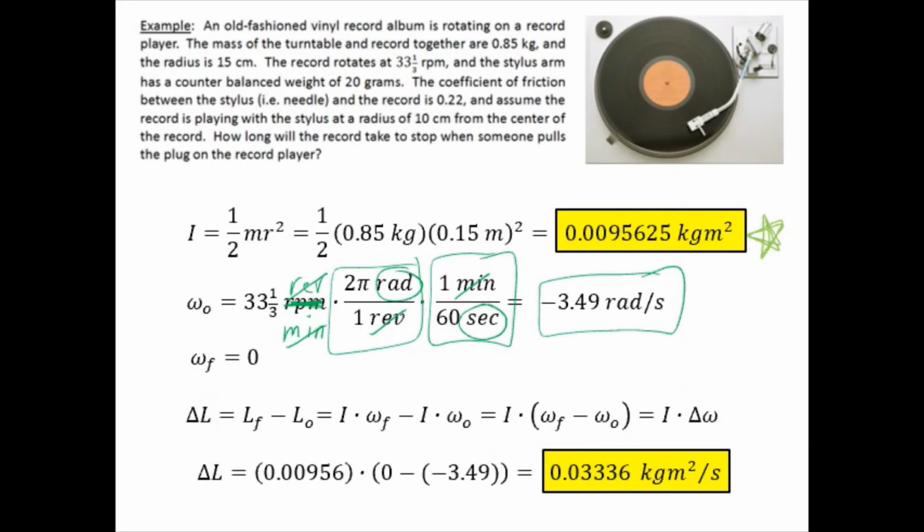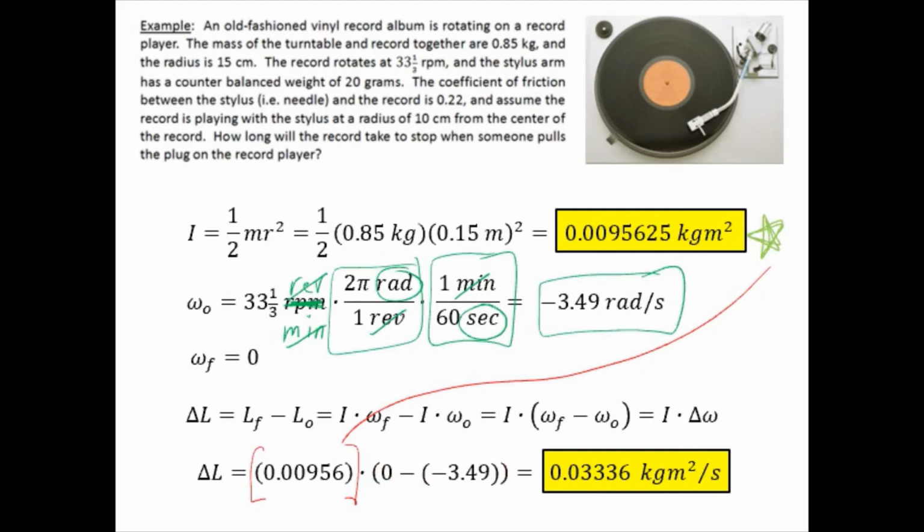And so we go ahead and do that. We say, well, here's my I value, the moment of inertia or rotational inertia for the record player and turntable together. We found it up here. That is 0.00956 in standard units. The final angular velocity is 0. The original angular velocity was minus 3.49.